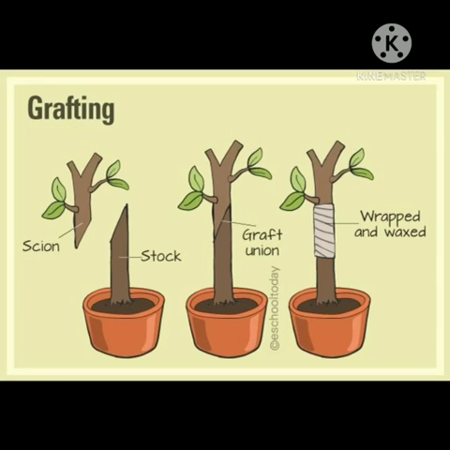The stock and the scion are fitted together by making slanting cuts in them and bound tightly with a piece of cloth and then covered with a polythene sheet. You can see in the given picture that two stems are joined together by a piece of cloth. This method of propagation is used in mango, apple, rose, banana and many other fruit plants. So this is all about grafting.